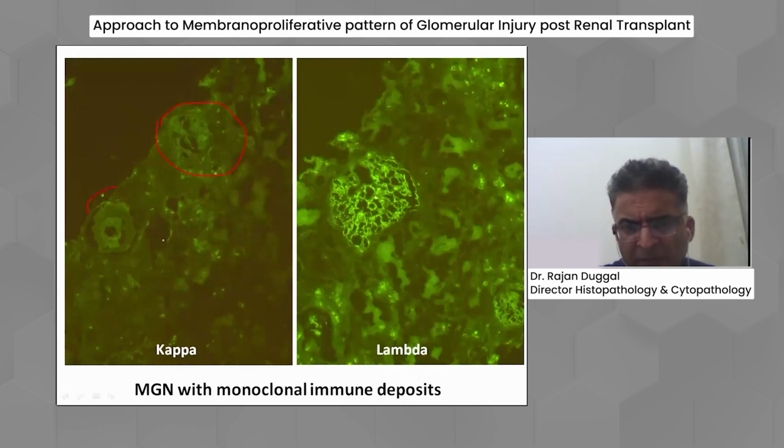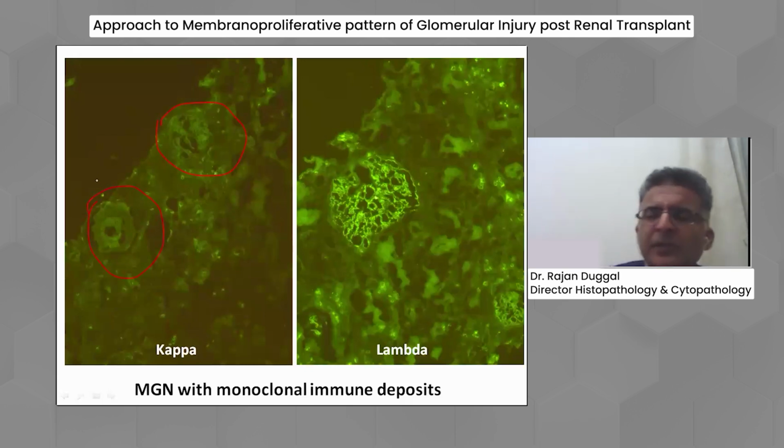So this is a globally sclerosed glomerulus. If the biopsy immunofluorescence is showing predominantly globally sclerosed glomeruli, there is a possibility that immunofluorescence can be negative. So we, as pathologists, need to interpret immunofluorescence in non-sclerosed glomeruli.